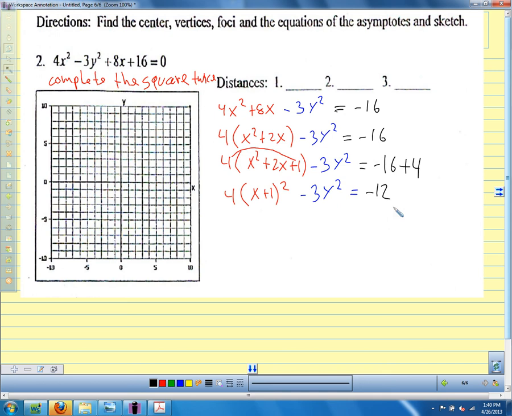Almost have the equation now. My equation for a hyperbola has a 1 on the right hand side. So I'm going to divide everything by 12. Oh, sorry, negative 12. So 4 divided by negative 12 is negative 1/3.